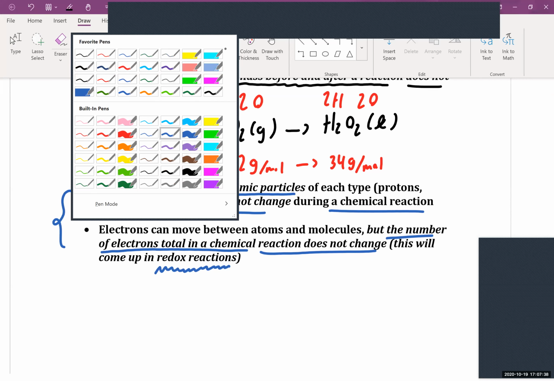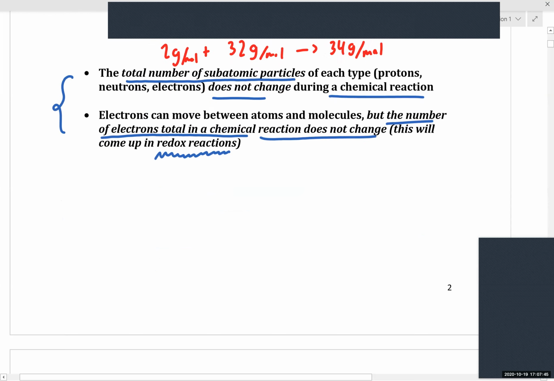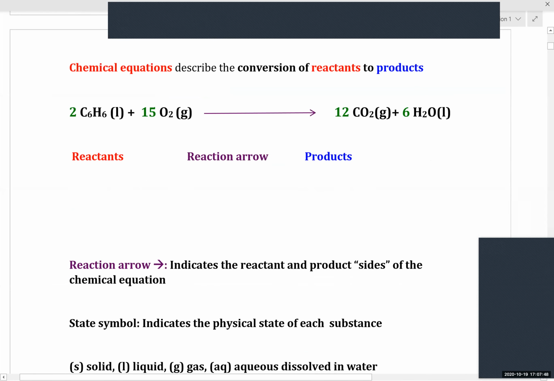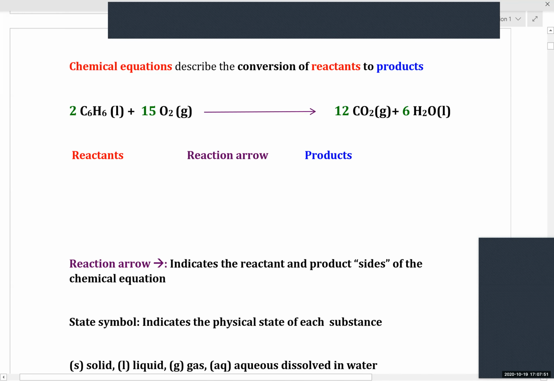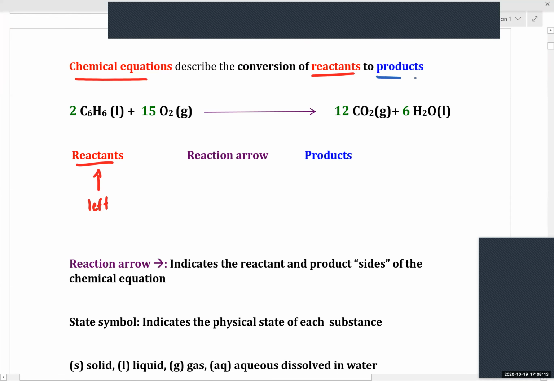So now that we've set the stage with this idea of conservation of atoms, conservation of mass, we can use this idea to start to describe and balance chemical equations. Now, what is a chemical equation? This is going to be a refresher from chapter 2. Chemical equations describe the conversion from reactants, which are the species on the left-hand side of our chemical equation that are reacting in our chemical reaction. And our reactants will react to generate products, which are the species produced from the chemical reaction. These are the chemical species on the right-hand side of our chemical equation.